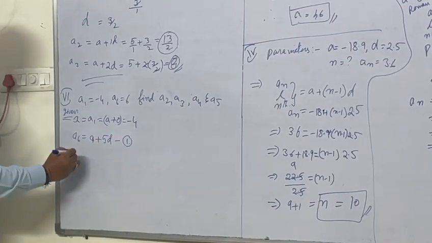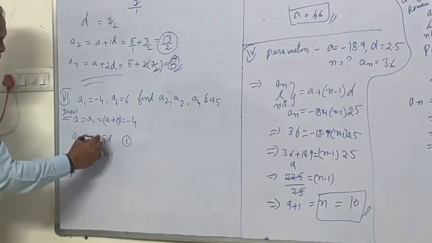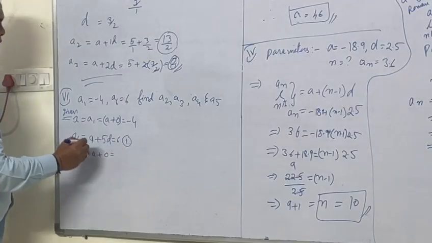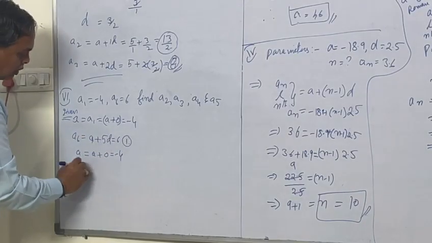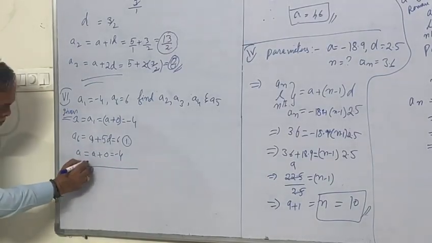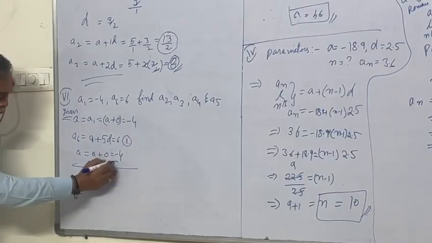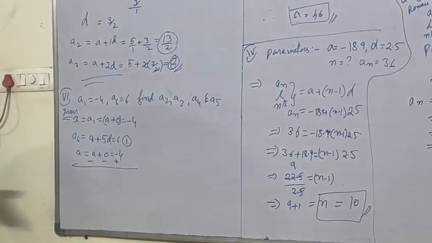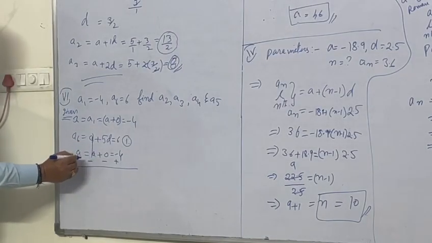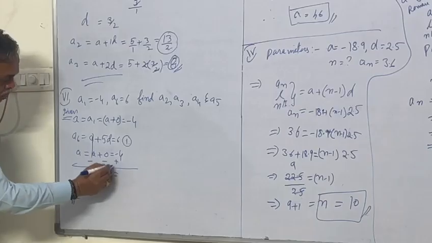Then the second equation: A plus 5D is equal to 6, how much is given? 6 is given here. And A is minus 4 given here. Then change the signs: plus will become minus, minus will become plus. Here an invisible plus is there. A and A cancel. Then 5D is equal to 6 plus 4.